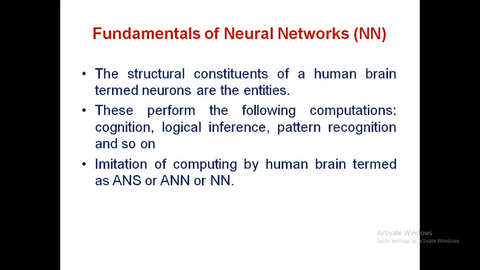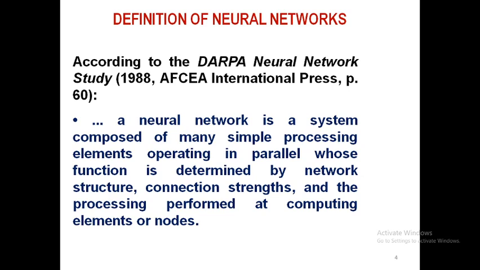So the next point is the imitation of computing by the human brain, termed as artificial neural system, artificial neural network, or neural networks. All these are the same terminology. So artificial neural system, artificial neural network, or neural network: these are the different terminologies for neural networks.